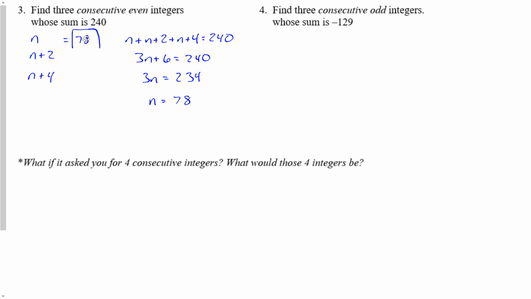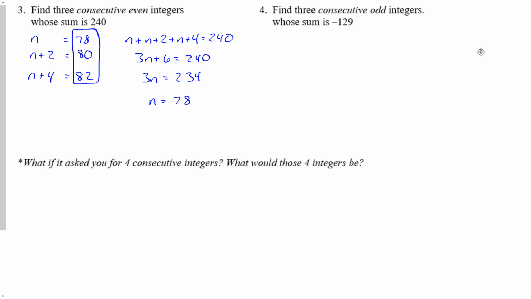If I take that first even integer and I add 2 onto it, we would find 80. And then lastly, taking that first even integer of 78 and adding 4, we would end up with 82. So 78, 80, and 82 would be our 3 consecutive even integers.